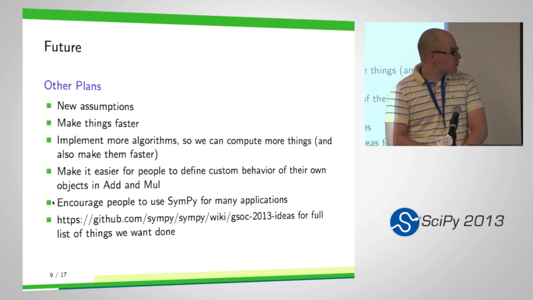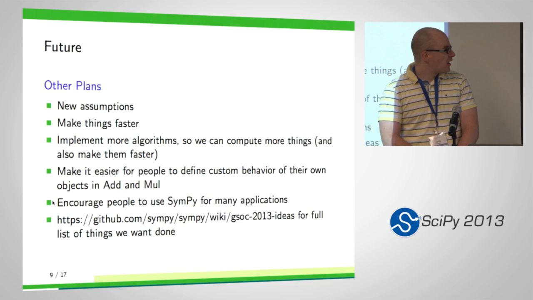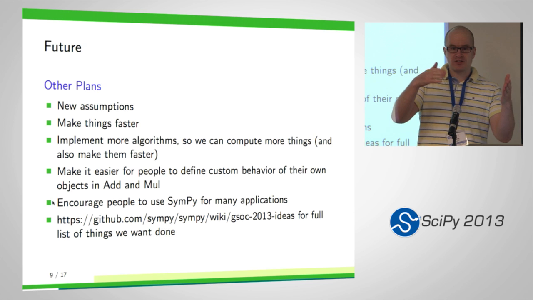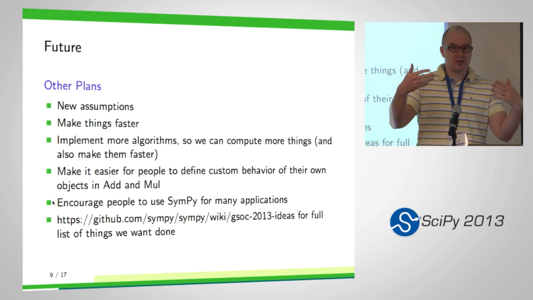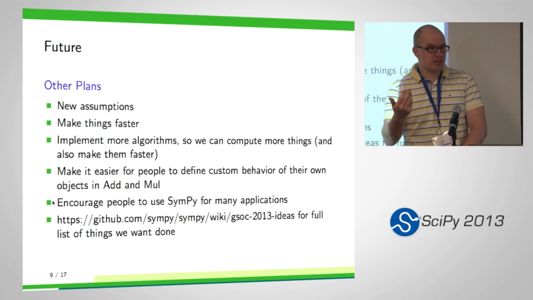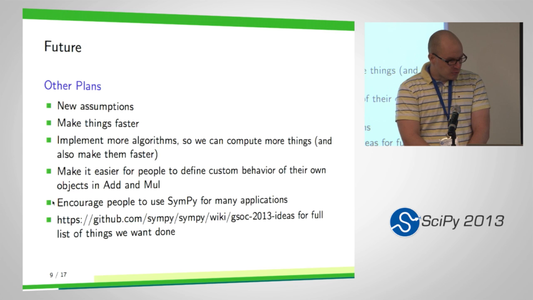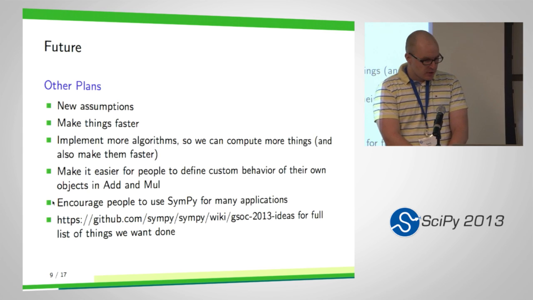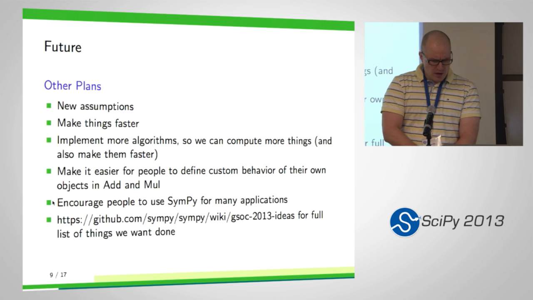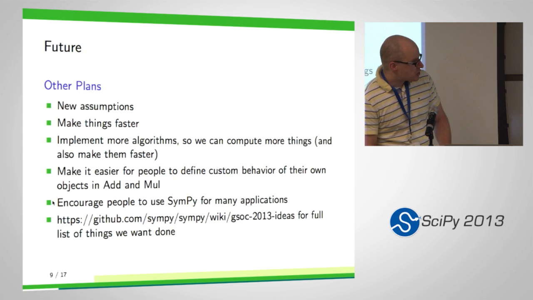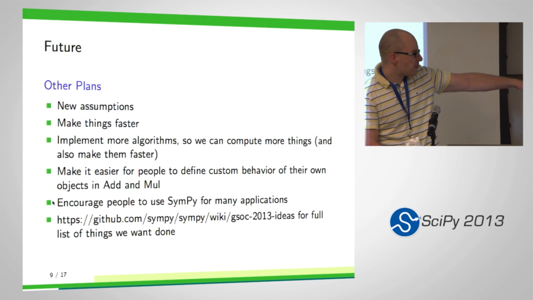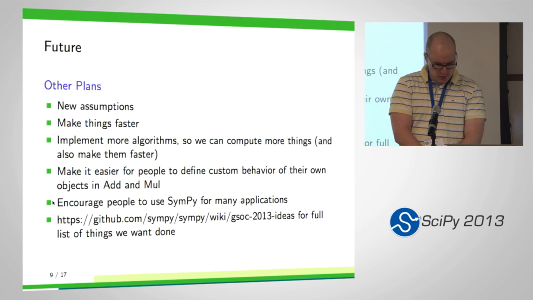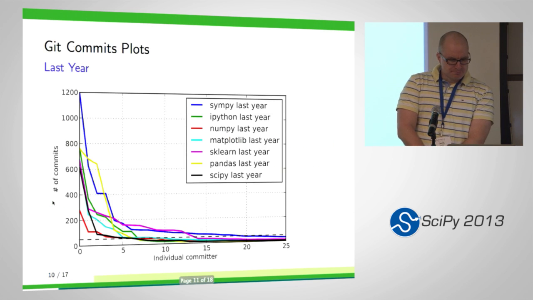One of the things we want is to implement better assumption support, so that you can assume, for example, that x plus y is positive, and then you can work with that, for example, in integration and other places. Make things faster, that's always our goal. And then we have some more things. If you are interested, you can click on the link below, and we have a lot of ideas that we either try to work on or will work on.